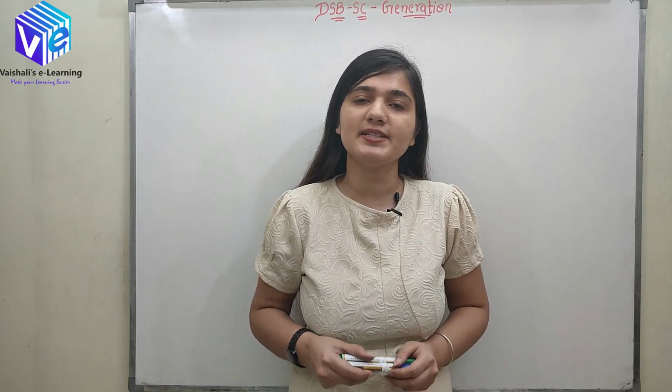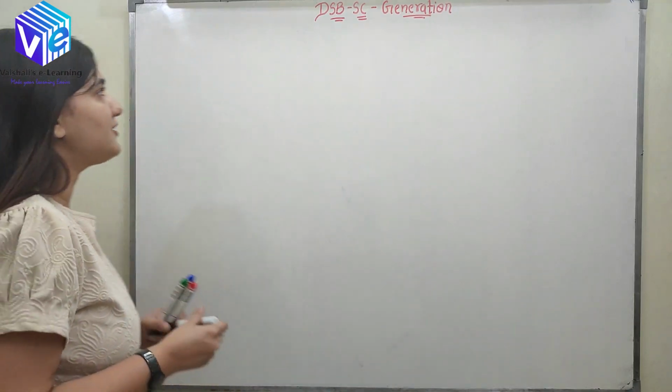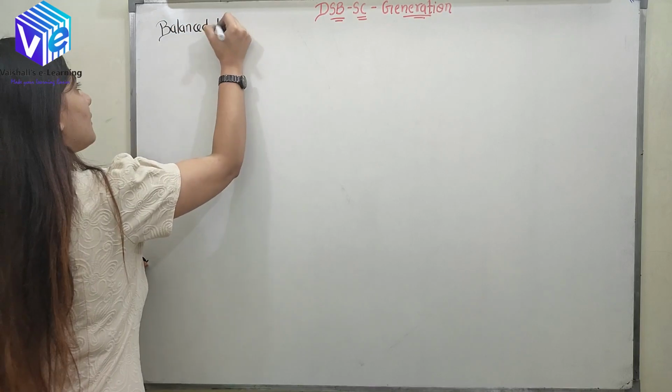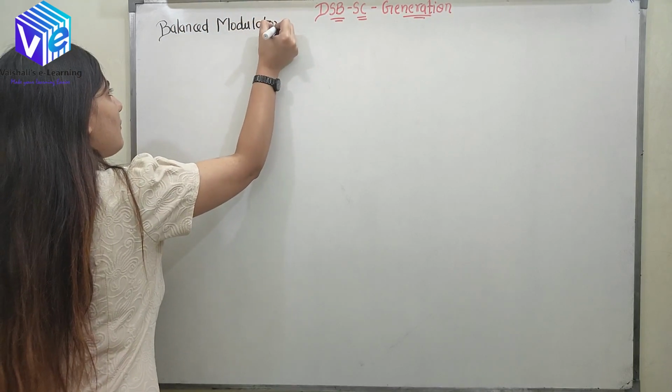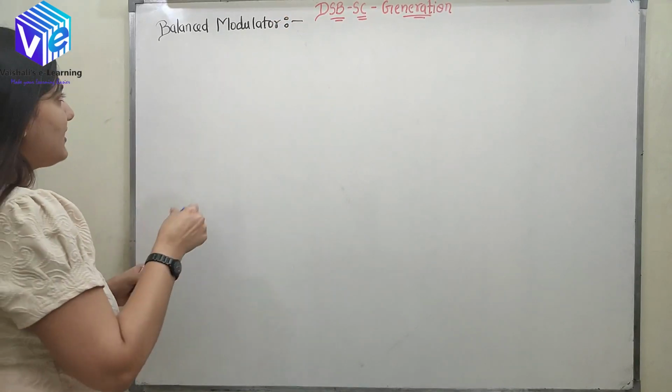In this video, we'll be discussing the generation methods of double sideband suppressed carrier amplitude modulation. So first we'll be talking about the balanced modulator. In the balanced modulator, we'll be discussing the block diagram first. So first we'll see the block diagram of the balanced modulator.